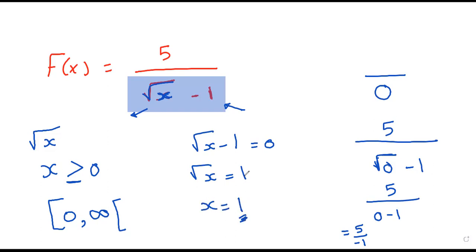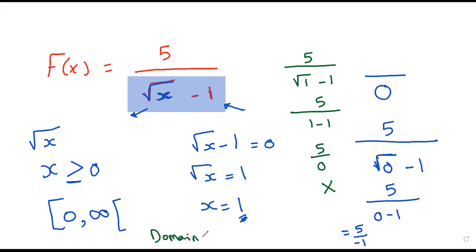If we put 1 instead of x, let's do it: 5 over the square root of 1 minus 1. It's 5 over 1 minus 1, which is 5 over 0. We couldn't put 0 in the denominator. So what is the domain in this case? Lastly, we can find all values from 0 to positive infinity except 1.